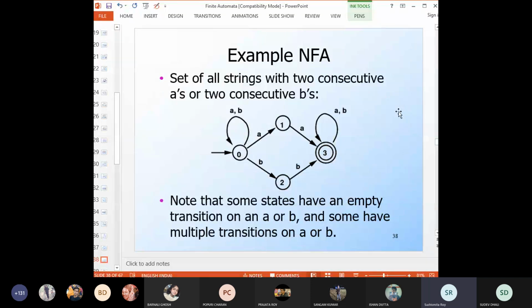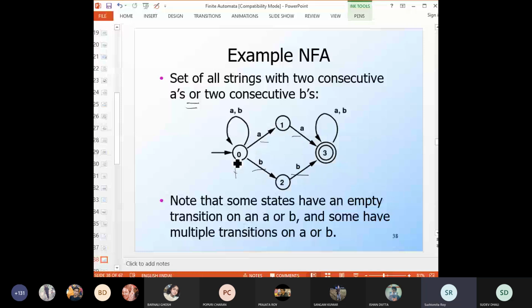So let's take an example. What we are defining here is a set of all strings with two consecutive A's or two consecutive B's. Two consecutive A's, or, this is important, or two consecutive B's. So that means there are two possibilities, which means basically two parallel paths to a final state. You can see from this initial state to this final state, there are two parallel possible paths. One path in which two consecutive A's are accepted, the other in which two consecutive B's are accepted.